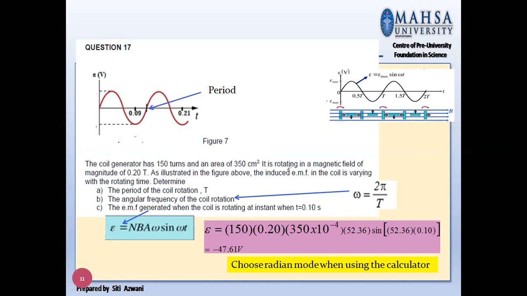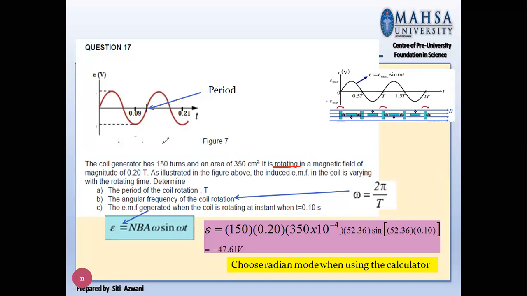It is rotating, so you have an induced EMF under the rotating coil problem, in the magnetic field of the magnitude of 0.20 Tesla. Your figure shows the induced EMF in the coil varying with the rotating time. Question A, you need to calculate the period of the coil rotation T. You can refer to your graph here. Period is equal to 1 complete cycle.